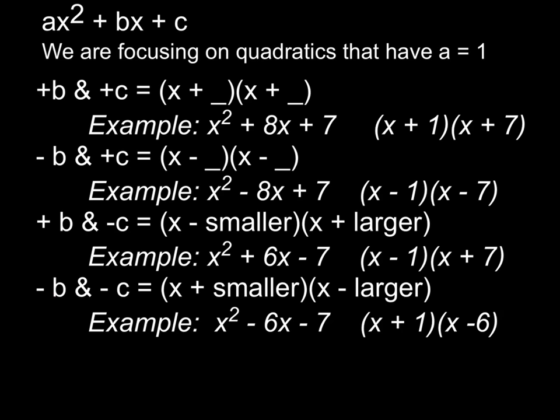Whereas here, if you have a negative b and a negative c, again, the only way two numbers can multiply to give you a negative is if they're opposite signs. The only way they're going to add opposite signs to get a negative is if the larger one is negative. And there's an example of that happening here.